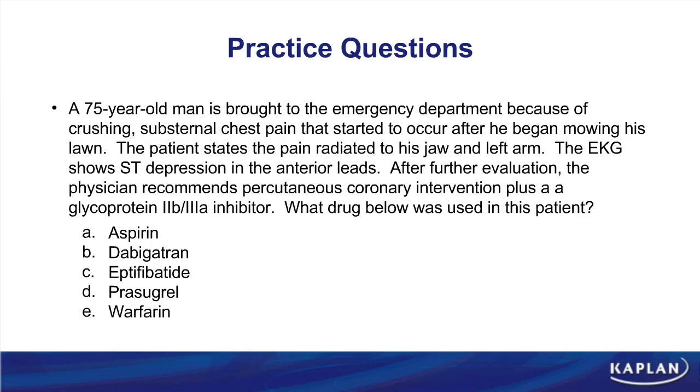After further evaluation, the physician recommends percutaneous coronary intervention plus a glycoprotein 2B3A inhibitor. What drug below was used in this patient? Well, if it's a 2B3A inhibitor, those are drugs which block the receptors for fibrinogen. Perhaps you remembered the naming trick here, eptifibatide. The fibrinogen receptor blocker is blocking those 2B3A receptors. Choice C is correct.